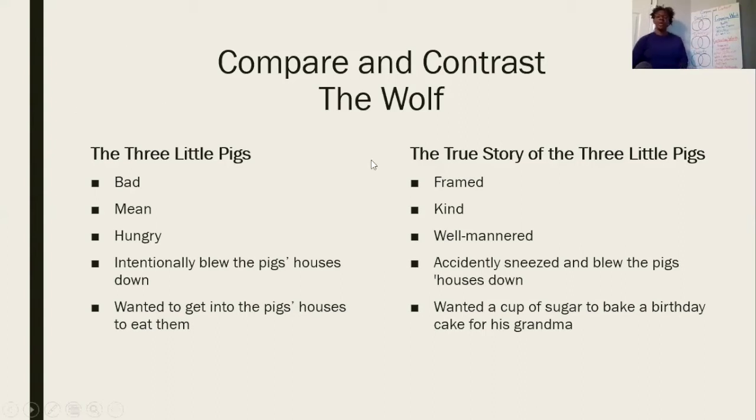So let's talk about what are some other similarities that the wolf presented in both of those stories. He was a character in both of those stories. So what are some things that he did or said that happened in both versions? Take a minute and write your answer down.